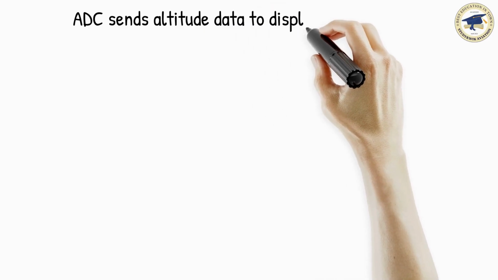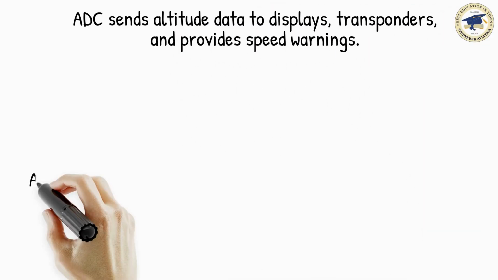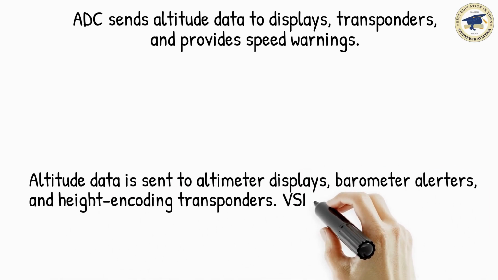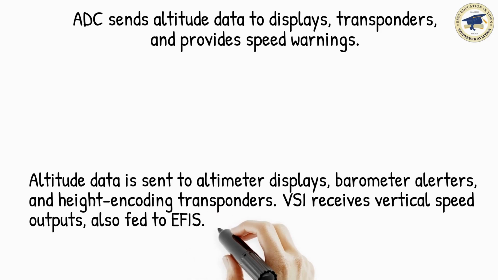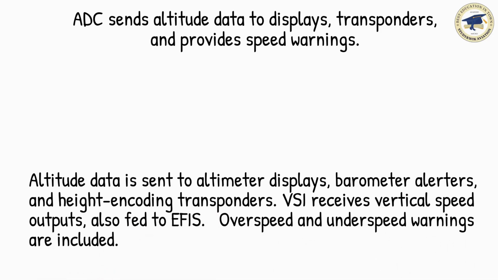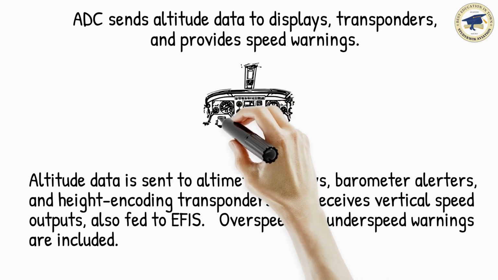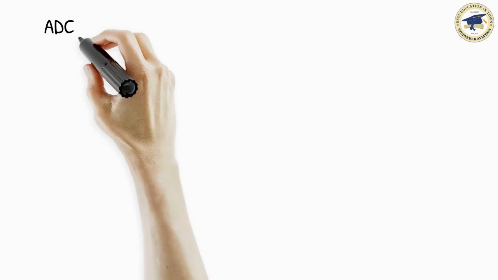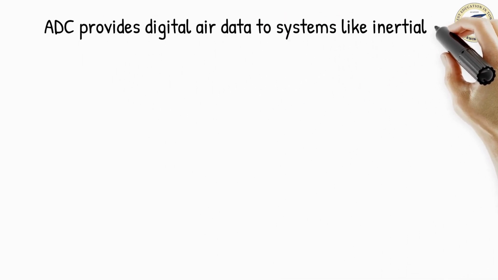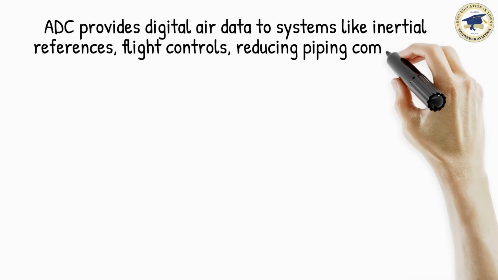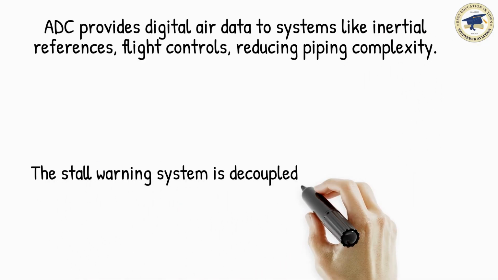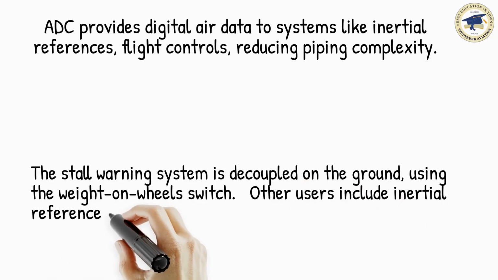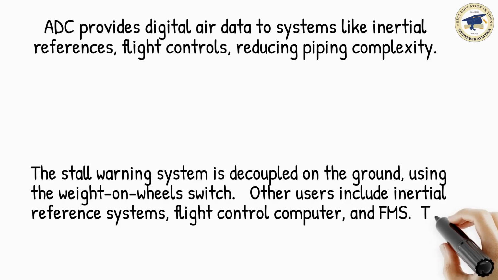Altitude data is sent to altimeter displays, barometer alerters, and height encoding transponders. VSI receives vertical speed outputs, also fed to EFIS. Overspeed and underspeed warnings are included. The stall warning system is decoupled on the ground, using the weight on wheels switch. Other users include inertial reference systems, flight control computer, and FMS. The ADC provides digital air data to multiple systems, reducing the need for complex piping.